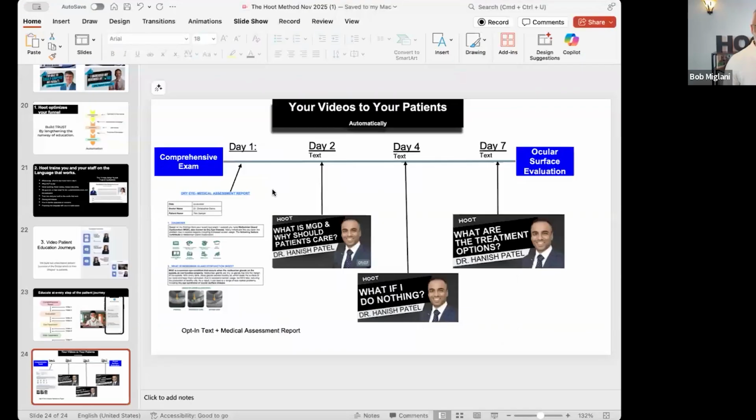But the one thing that I want to mention, and I don't want to make it a promotional thing, but one of the things we found very useful, just for illustration purposes, is Dr. Patel's education. So you come back after a week, and the videos of Dr. Patel or yourself or whoever go to the patients over drip, drip, drip. What is MGD? Why should I care? What if I do nothing? What are the treatment options for it? And they show up pre-educated.